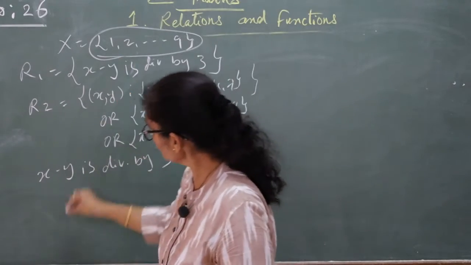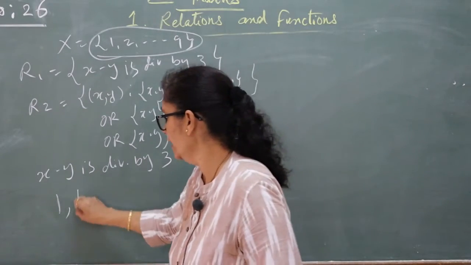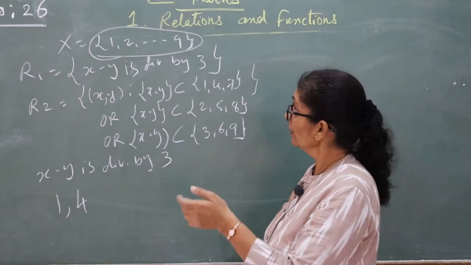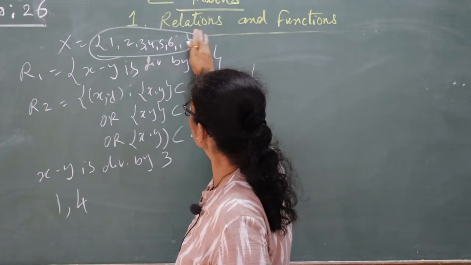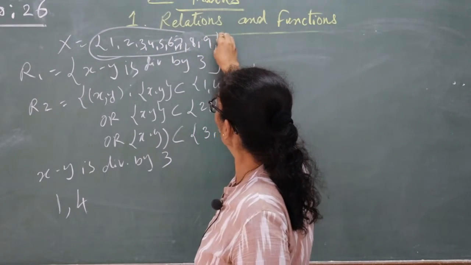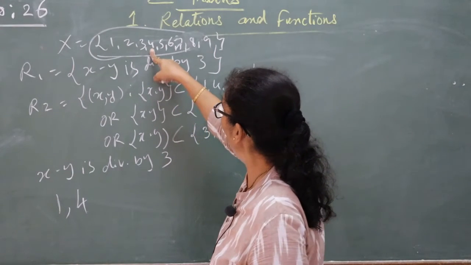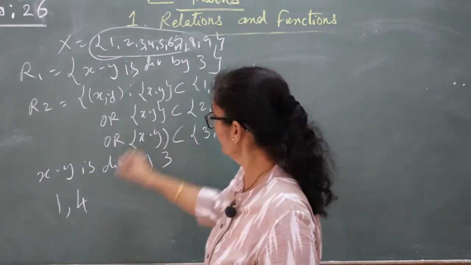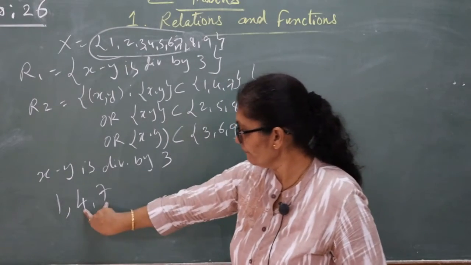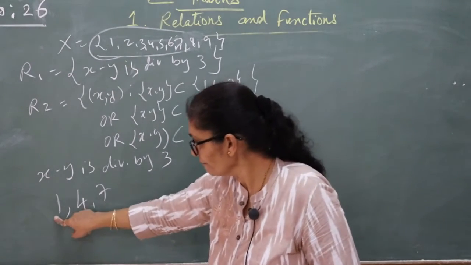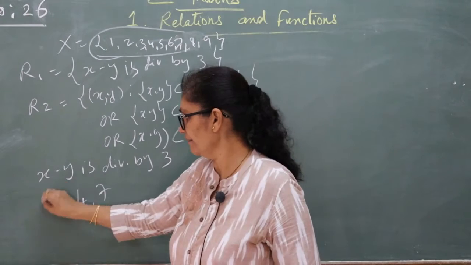If I choose 1 first, I want a difference of 3. How do I get the difference 3? If I choose the next number as 4. Between 1 to 9 there are 3, 4, 5, 6, 7, 8 and 9. If I have skipped these two numbers and I get 4, then what is the next number? 7. Then only you can say that the difference of first and second is 3, the difference of second and third is also 3, and the difference of first and last is 6. So it is divisible by 3. This is our first set.